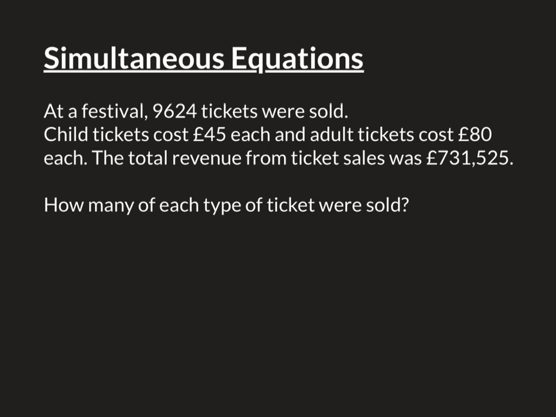So first of all, see if you can just put together the algebraic statements yourself. Okay, so let's say C, that's going to represent our children's tickets, or C is a child, and A is an adult. You know what, I'm just going to use uppercase, that's absolutely fine to use. Right, so 9,624 tickets were sold in total. So I know the number of adult tickets plus the number of child tickets has to equal 9,624.